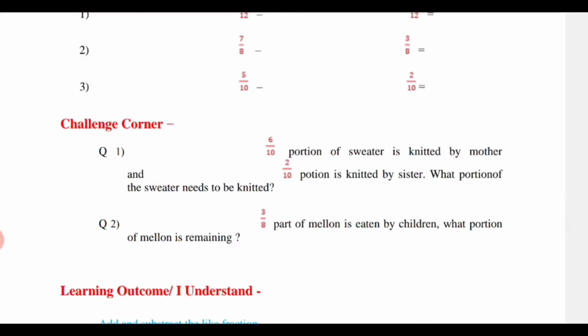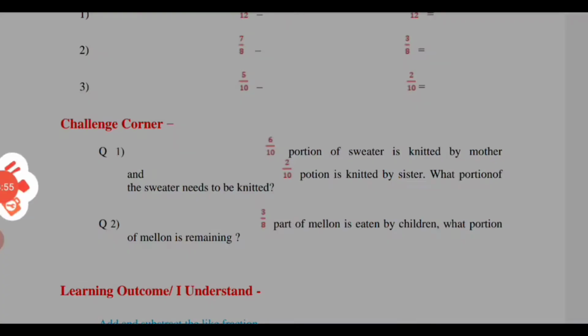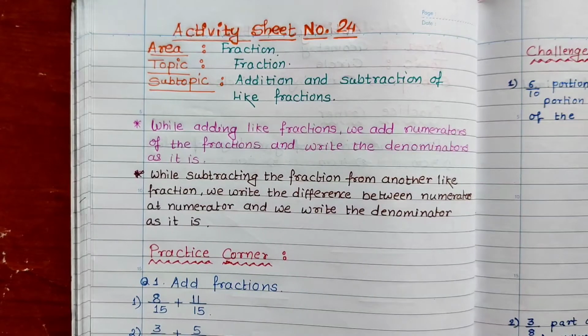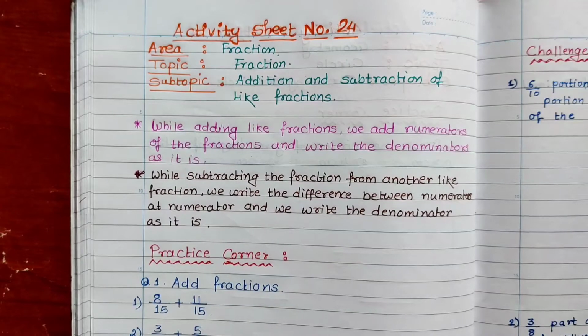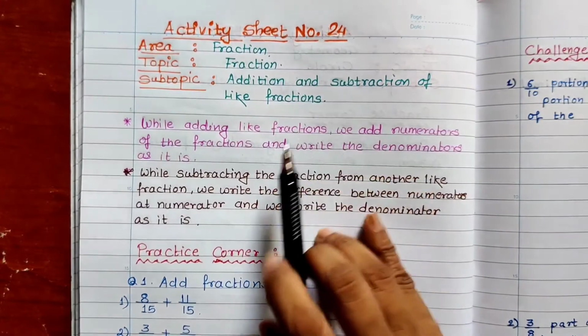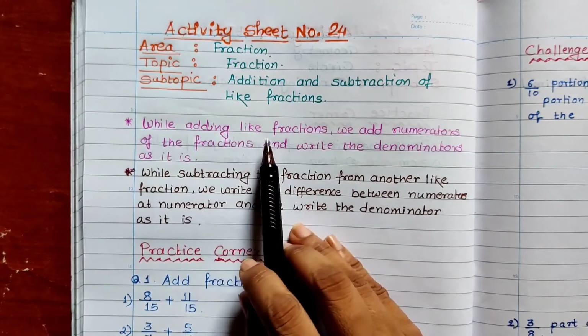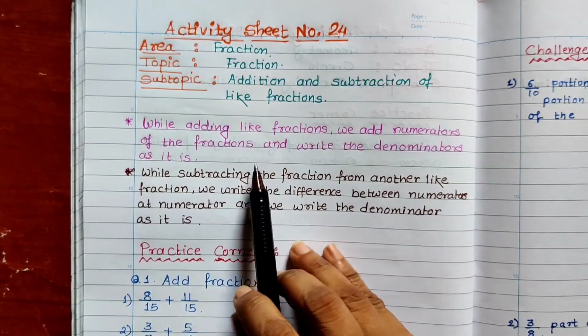So you will get a better idea of addition and subtraction of like fractions. So see children, this is my activity sheet number 24. Area is fraction, topic is fraction, subtopic is addition and subtraction of like fractions. In the beginning I have written these two important points. These two important points you all have to write in your notebook.